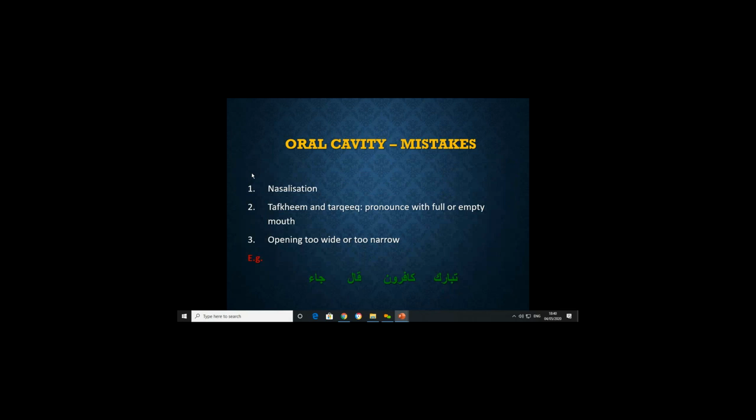So what are the common mistakes that people make with these? They sometimes nasalize it. So they say qala, that's not right. You can't do that. That isn't right at all. So you can't say qala tabaraka. That's wrong. You do not nasalize it. There's no use of nose or nostrils in pronunciation of alif sakina or waw sakina.